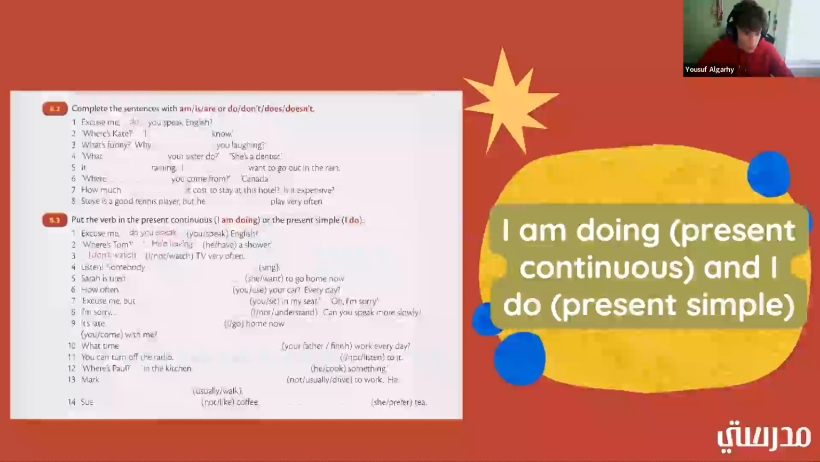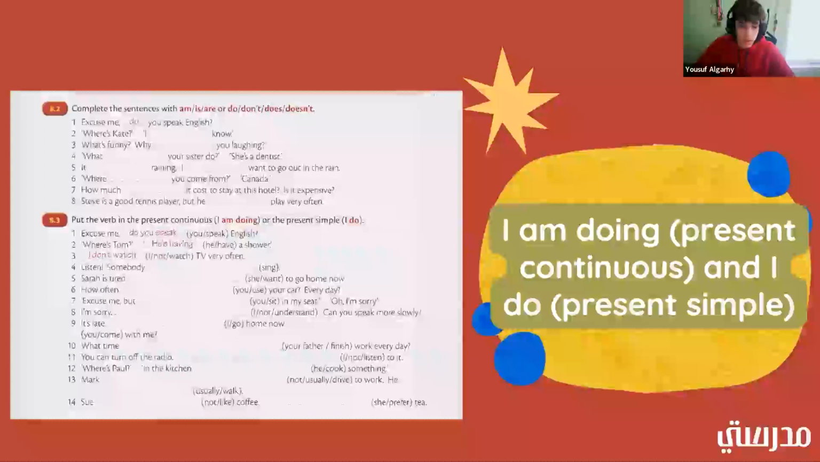Okay. And then we have 10. What time, blank, work every day? And we have your father finish. What time does your father finish work every day? Good. Number 11. You can turn off the radio. I not listen to it. You can turn off the radio. I'm not listening to it. Good. Where's Paul? In the kitchen. He cooked something. How do we change he cook? In the kitchen. He is cooking something.